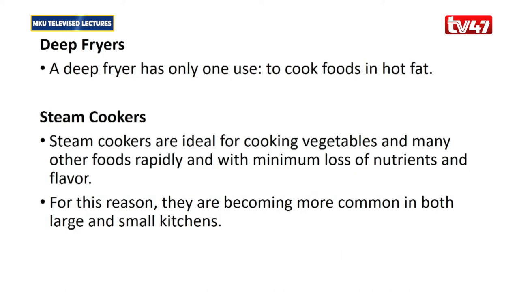We have the deep fryer as an equipment. A deep fryer has only one use. Normally it is used to cook food in hot fats. We have steam cookers, which are ideal for cooking vegetables and many other foods rapidly and with minimum loss of nutrients and flavor. That is why steam cookers are used for vegetables. Remember, vegetables require only a few minutes, and if you don't take care of vegetables when they are being cooked, a lot of nutrients are lost. So for you to maintain the nutrients and even the color, you need to use the steam cooker, so that you can retain the nutrients.